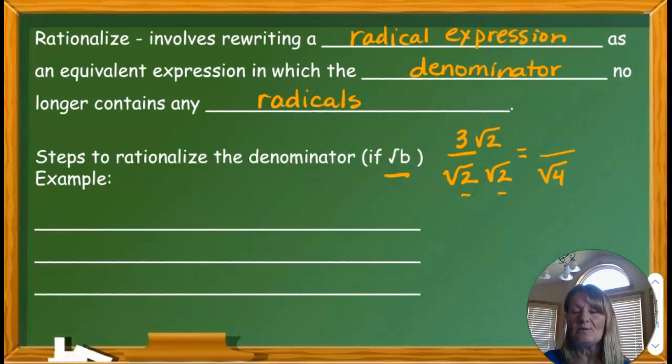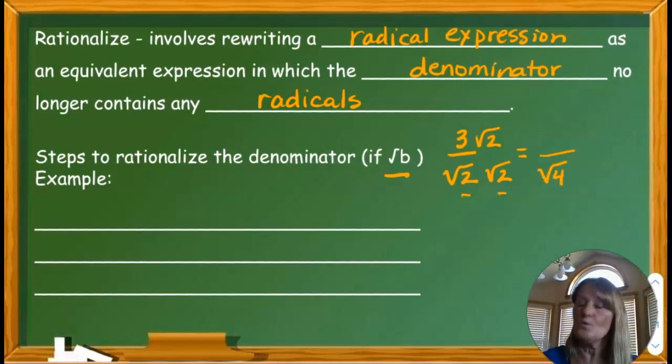Now, I want to make a comment in there. This is not always true. That is only true if a and b, the numbers underneath the radical, are both positive. We'll talk about what happens when they're negative later on. But if they're both positive, then we can just multiply, and that gives us the square root of 4. And we know that the square root of 4 is 2.